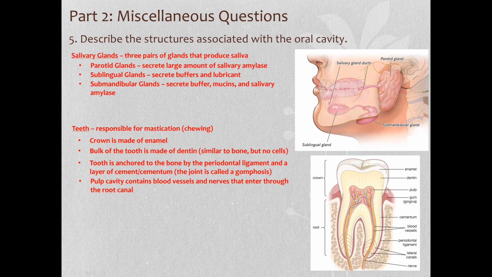The pulp cavity is deep in the inside of the tooth, and this is where the blood vessels and nerves are located, and they enter the tooth through this channel called the root canal.